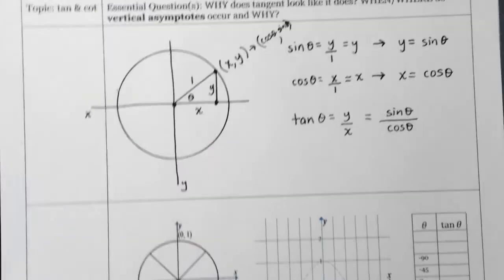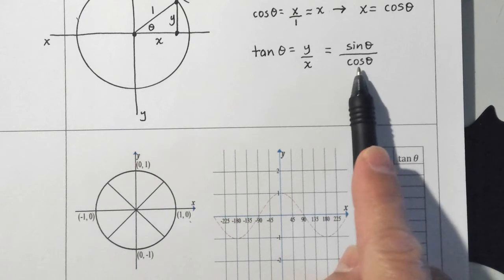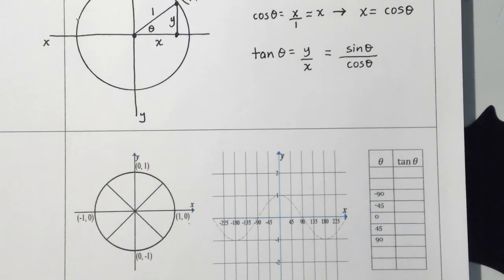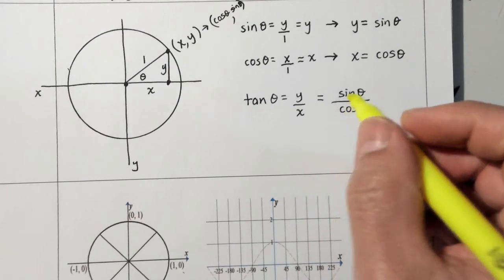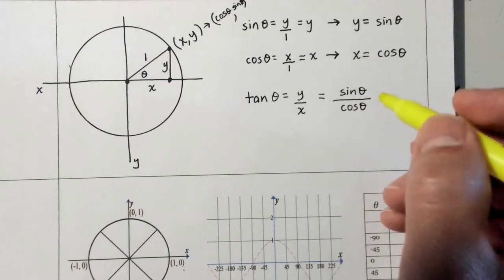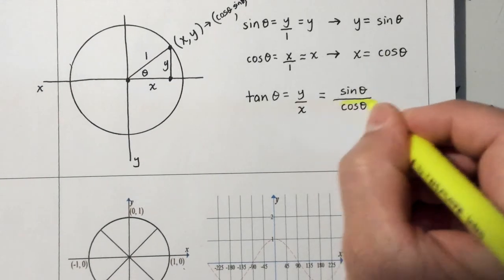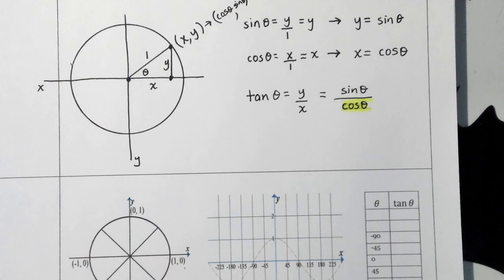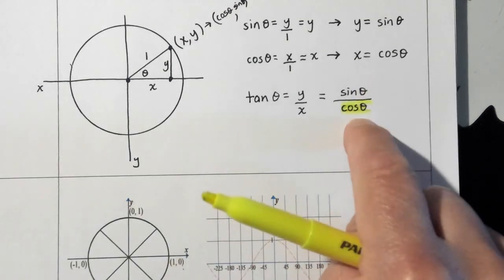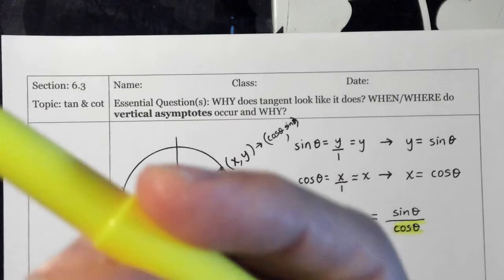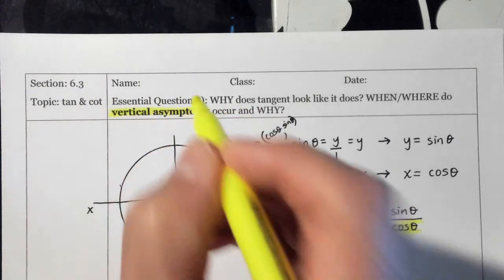Let me say that again. Whenever cosine, let me highlight it too, because only the denominator of the fraction is critical. Whenever the value of cosine is 0, you will get a vertical asymptote. Like that.